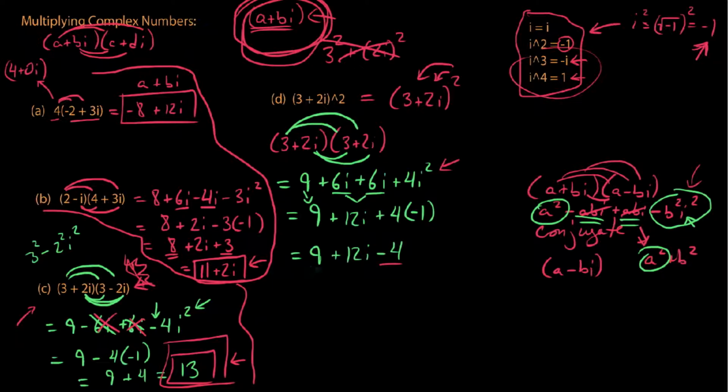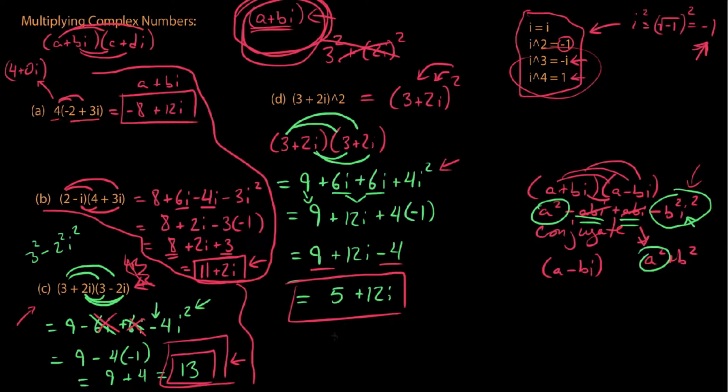And so now we can combine like terms here. Our positive 9 and our negative 4 combine to produce a real part of this number of 5 and an imaginary part of 12i. And so here is our complex product, or the product of the number 3 plus 2i with the number 3 plus 2i. We get 5 plus 12i.